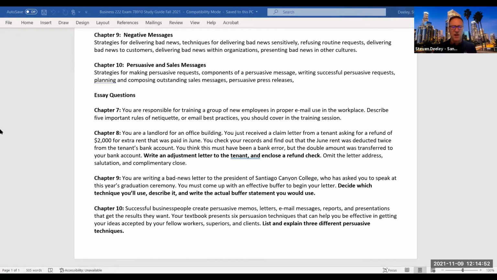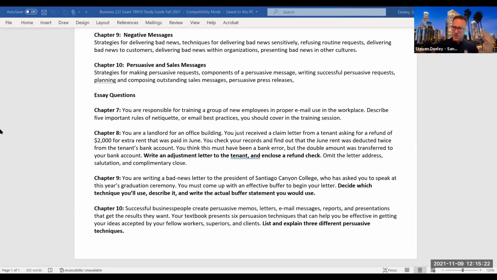Finally, chapter 10, successful business people create persuasive memos, letters, email messages, reports, and presentations that get the results that they want. Your textbook presents 6 persuasion techniques that can help you be effective in getting your ideas accepted by your fellow workers, superiors, and clients. List and explain 3 different techniques. So these techniques can be things like tie facts to benefits, compromise, those things.